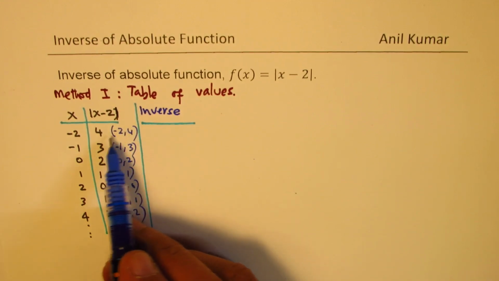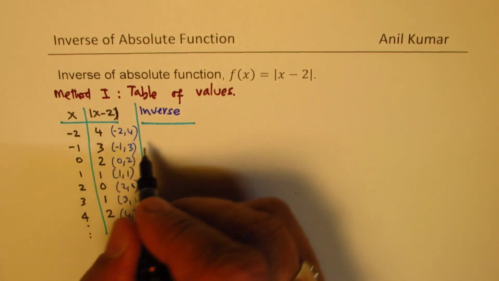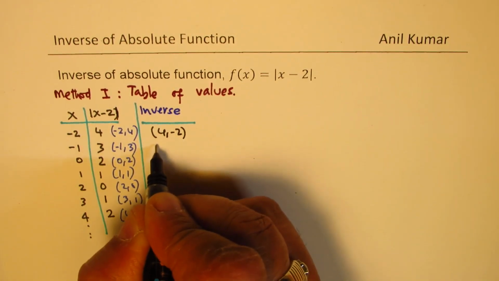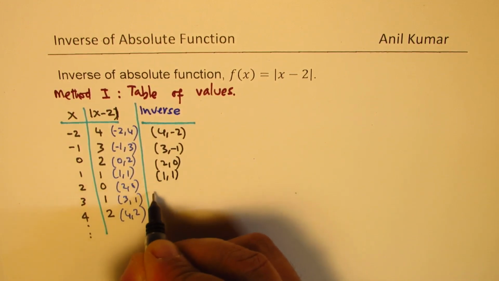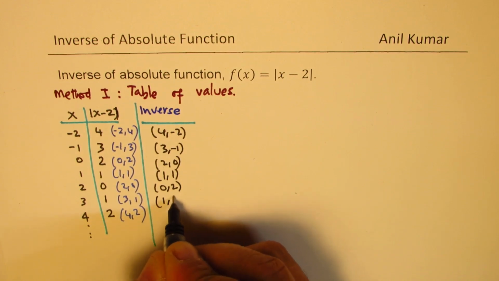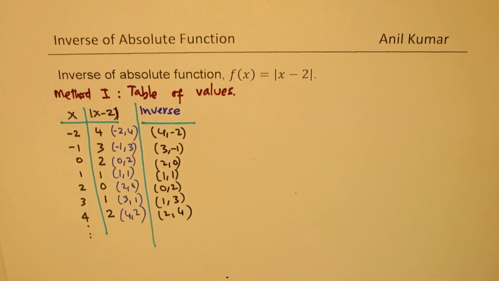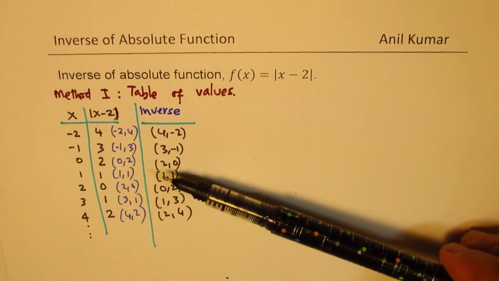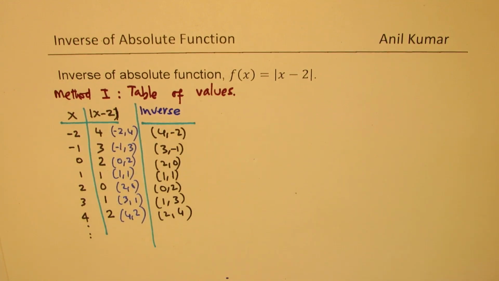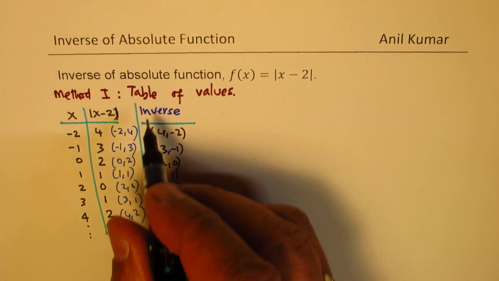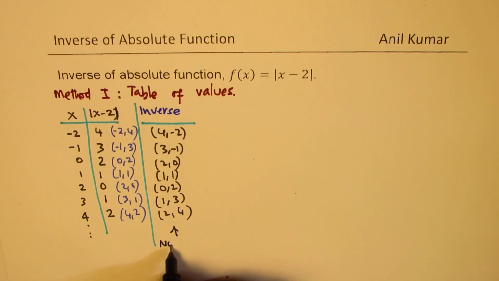Now for the inverse, we have to swap these points. So when you swap, you get the points 4, minus 2; 3, minus 1; 2, 0; 1, 1. That is an invariant point. Then 0, 2. Then you get 1, 3. And you get 2, 4. Correct. So clearly, we see that, for example, for 1 we have 1 and 3, so that is not a function. From here, it is very clear that the inverse is not a function. However, those points define the inverse of the function.